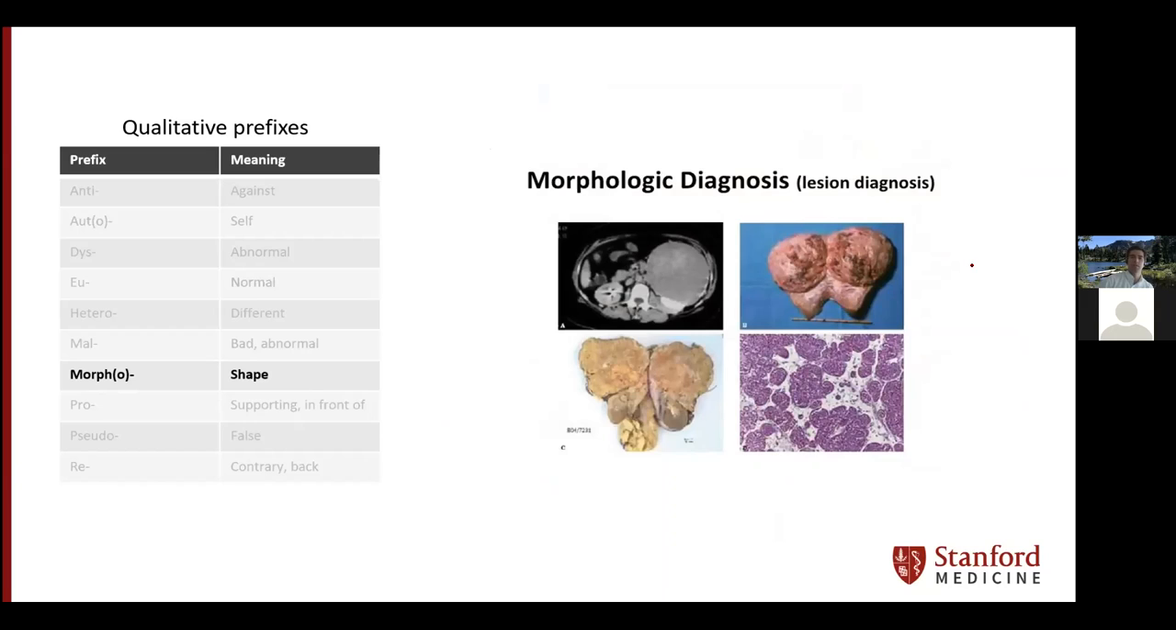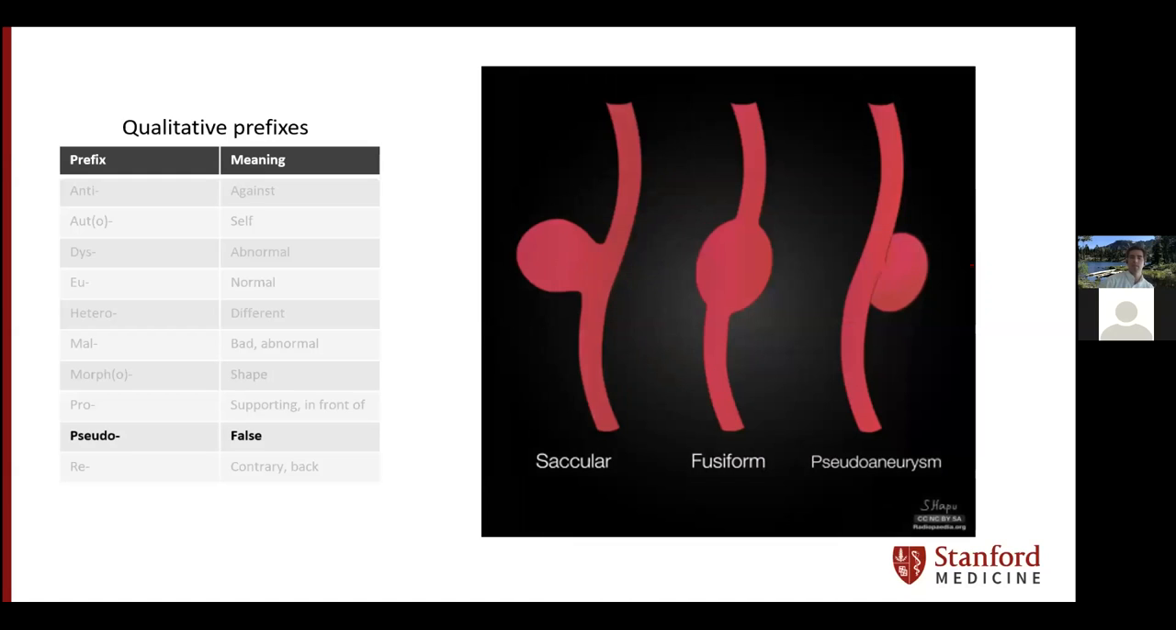Morpho is used to denote shape. So for instance, a morphologic diagnosis is a diagnosis based on either imaging anatomy or pathology, where they actually look at it grossly as sort of a cutout and under the microscope. So it's a diagnosis based on the shape of the lesions. And then pseudo speaks to false.